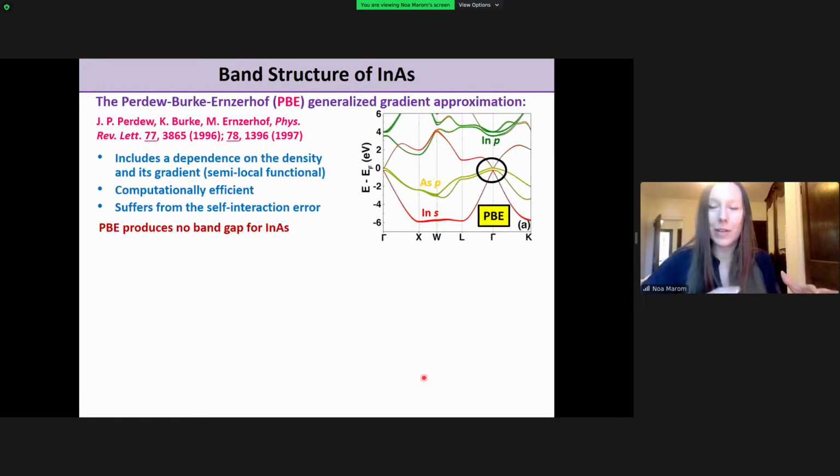So within DFT, we have different approximations for the exchange correlation functional. And one of the most popular approximations is the PBE generalized gradient approximation. And the reason it's popular is that it's very computationally efficient because of its locality. However, the problem with it is that it suffers from a problem called the self-interaction error, which is a spurious repulsion of an electron from itself. And as a result of that, the band gaps of materials tend to be underestimated, sometimes to the point that a narrow gap semiconductor like indium arsenide will turn into a metal. And this is what you can see here. There's no gap here. And so that's pretty bad news for indium arsenide.